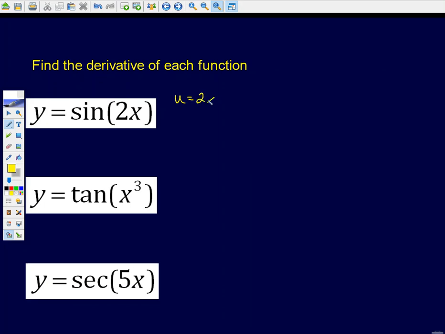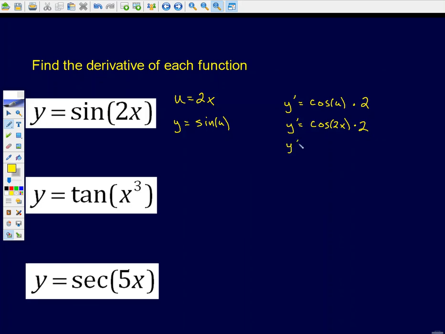So if u could be called 2x, I could then rewrite my primary function as y equals sine of u. And so now that I want to find y prime, or dy dx, the chain rule says find the derivative of y with respect to u. That would be cosine of u. Multiply that by the derivative of u with respect to x, which would be 2. So finally, I want the answer back in terms of x. So my derivative of sine 2x is going to be cosine of 2x all times 2.